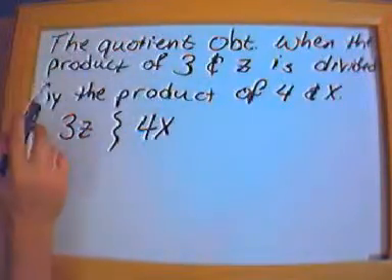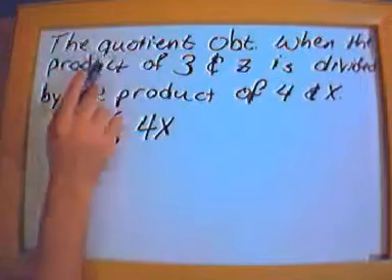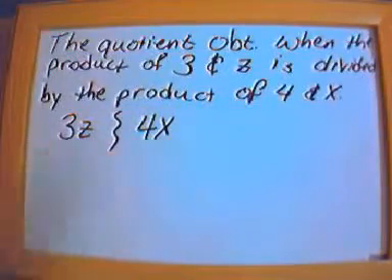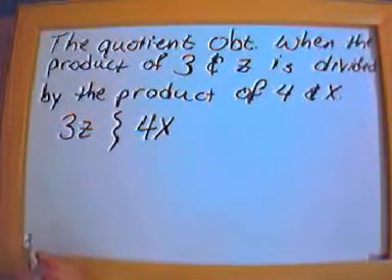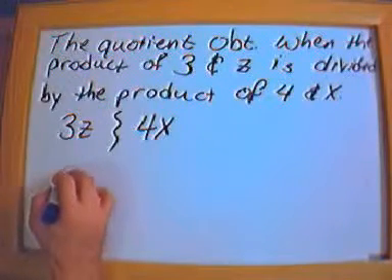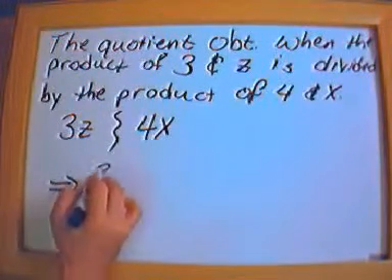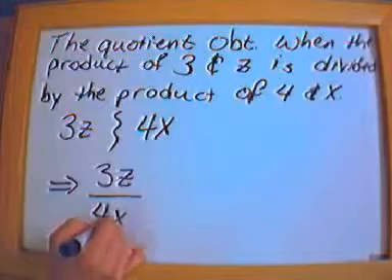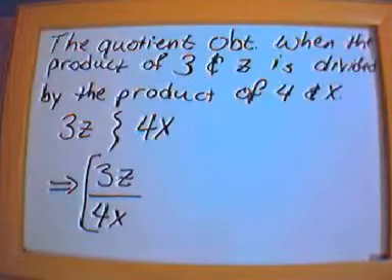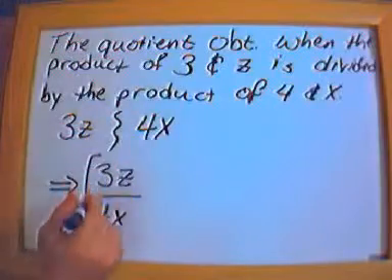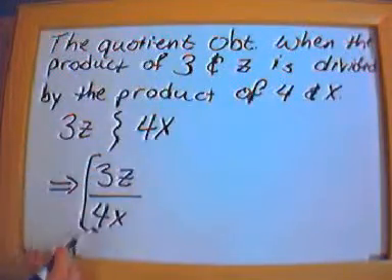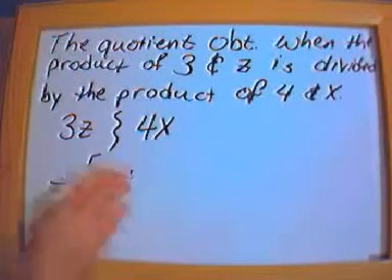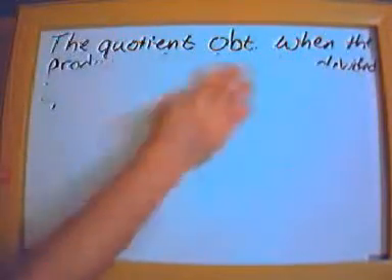And then the main part of the problem says that the expression is the quotient obtained when the product of 3 and z, which is this, is divided by the product of 4 and x, which is this. So the quotient is division, okay? So when you put it all together, the quotient obtained when 3z, which is the product of 3 and z, is divided by 4x. And that's exactly what the answer is going to be. And if you read that in terms of English, the quotient obtained, the quotient of the division, when the product of 3 and z is divided by the product of 4 and x. So it's not too bad. You just have to take it kind of one step at a time.